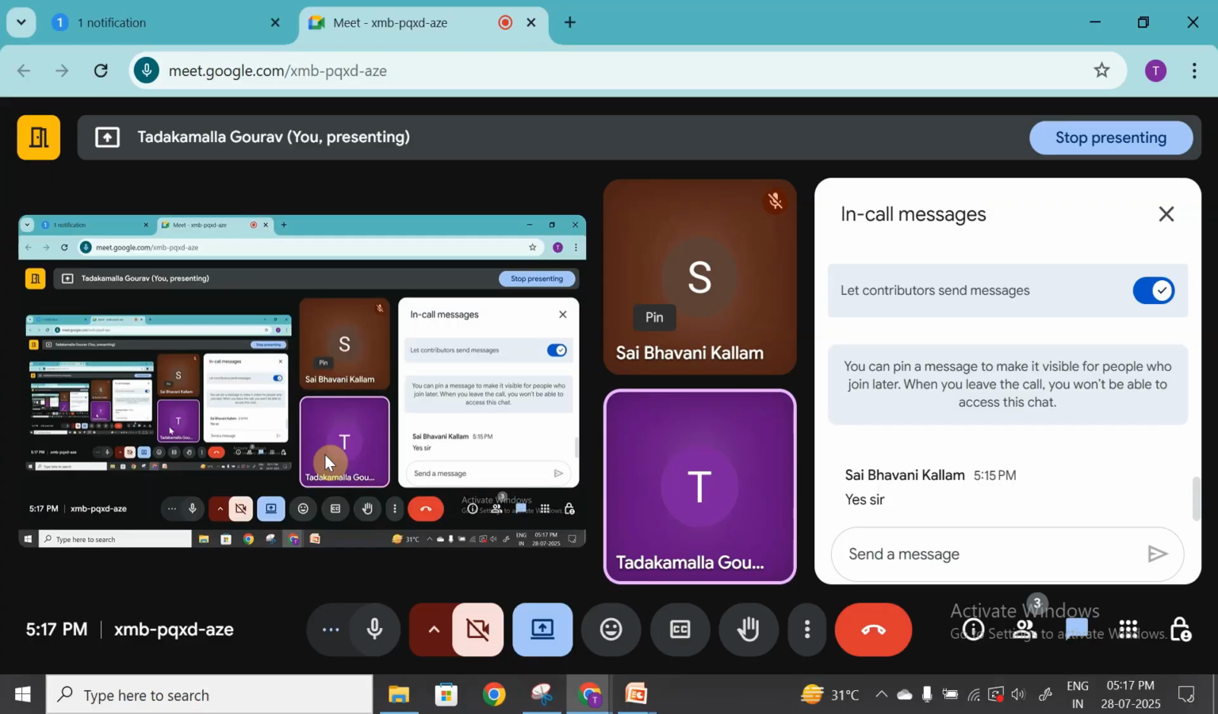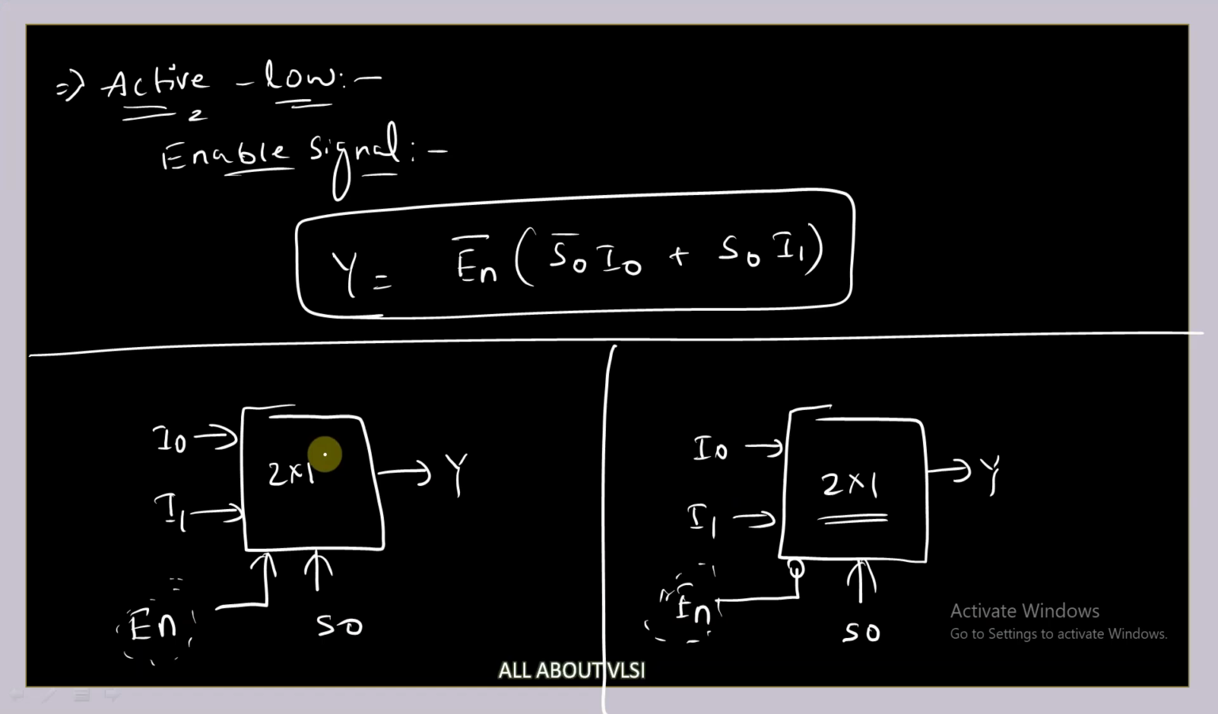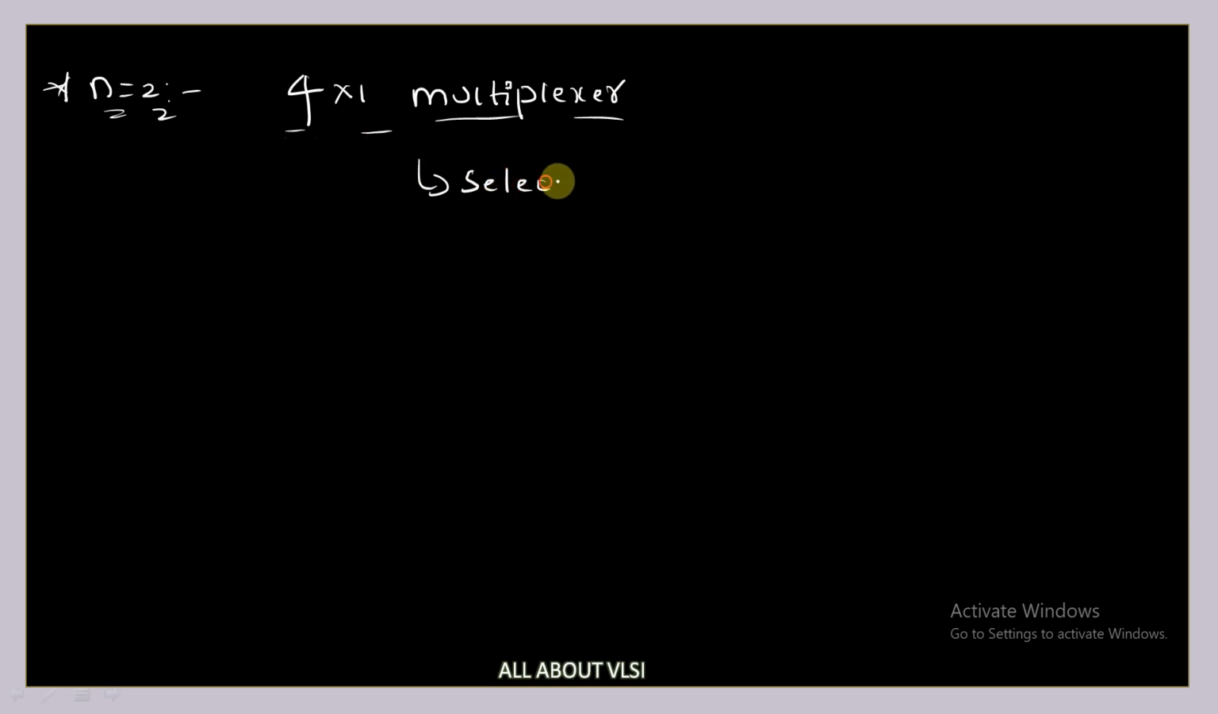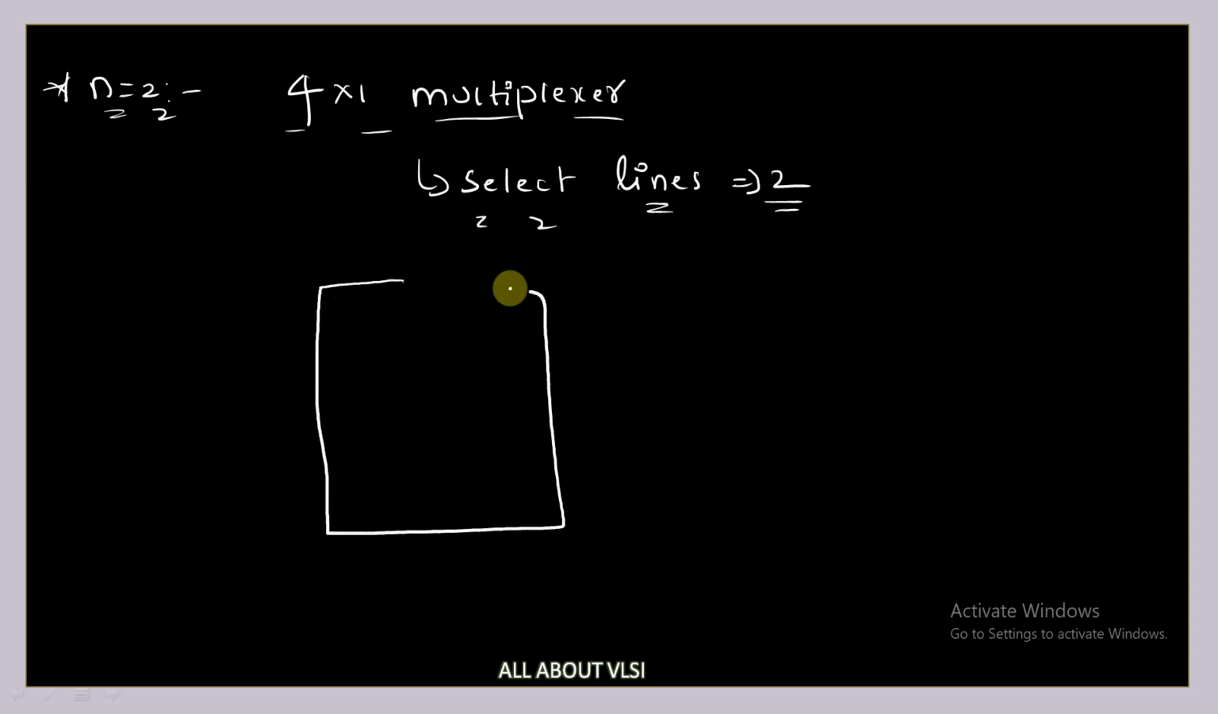Okay, so let's discuss one more type of multiplexer where your n value is equal to 2. If your n value is equal to 2, then we can form a 4 cross 1 multiplexer. And for the 4 cross 1 multiplexer, the number of select lines will be equal to 2. Next, let's see the diagram for this.